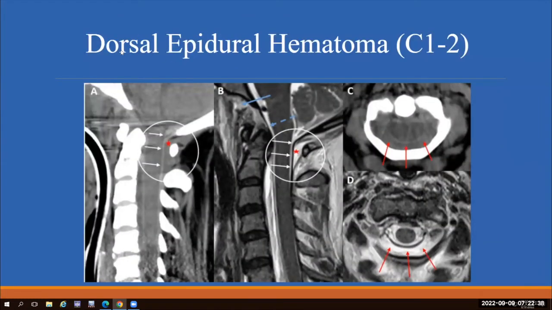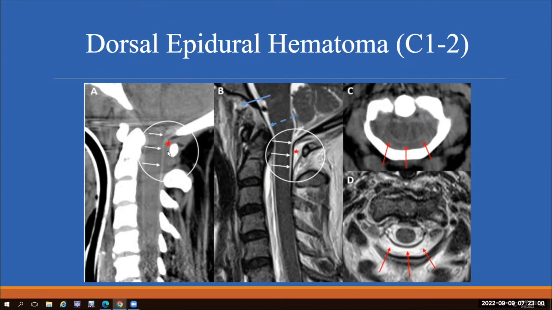All right, so the last place to look for a hematoma on CT scan is the dorsal epidural space at C1-2. So we're doing the CT scan. Again, the patient's intubated, they're in a car accident, and we see this abnormality here. The red star is denoting that there's this dorsal epidural effusion that's occurring at the C1-2 level.